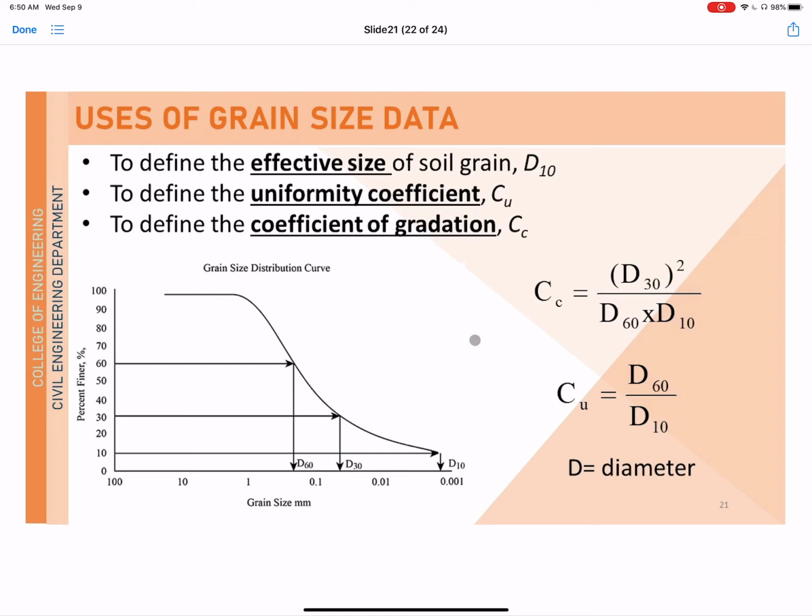All right, so how do we get these values? The grain size distribution curve shows the relation of the grain size, or the particle diameter, versus the percent finer. For the effective size, you simply get the diameter at 10% finer. From this plot, if this is your grain size and this is your percent finer, you take the 10% finer, extend it to your curve, and from the intersection you extend it downward. Whatever the grain size at that point, that is your D sub 10.